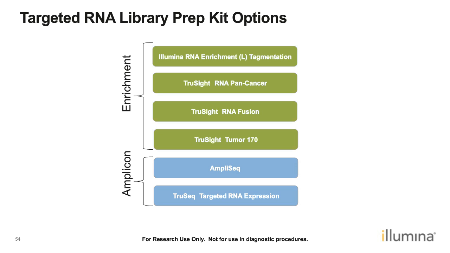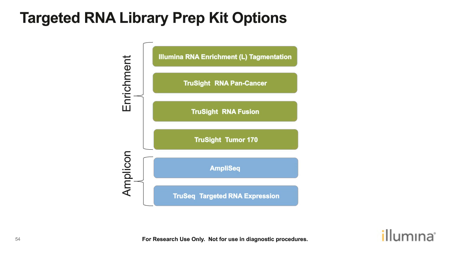So you may say, why use an enrichment-based method over an amplicon method? Enrichment workflows tend to be less challenging for larger targets and can be useful in more exploratory-based studies. The enrichment-targeted RNA kits are Illumina RNA Enrichment Tagmentation, TruSight RNA Pan-Cancer, TruSight RNA Fusion, and TruSight Tumor 170.